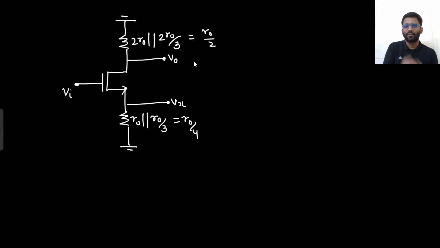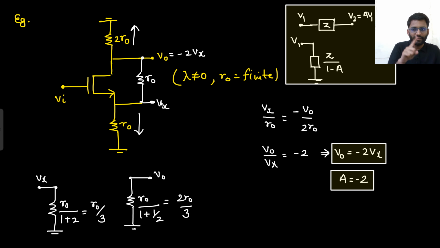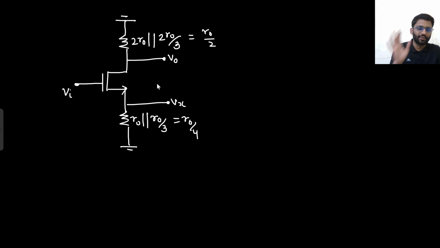R naught by 4. This is R naught by 2. So what is the value of V naught by V in now? Our target was to find the V naught by V in, right? But if we had found V naught by V in by applying equations, it would be a bit difficult. So better we solve it like this.